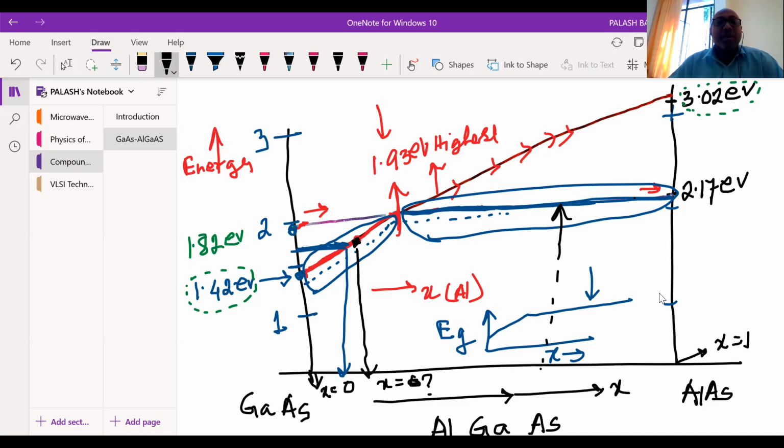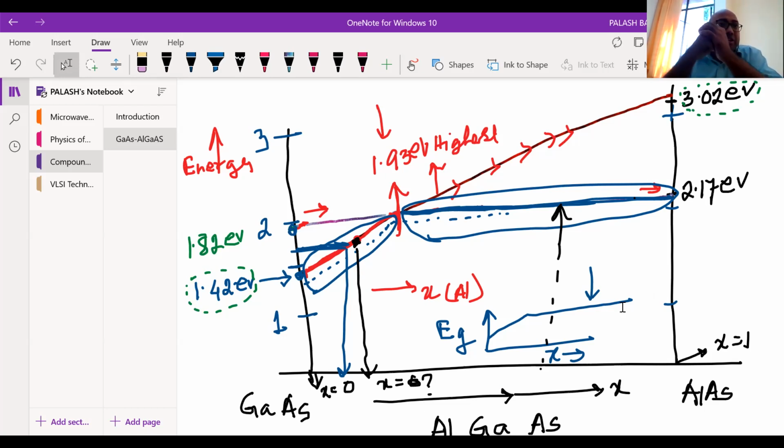Find out what the X value is. That X value means the aluminum concentration you have to mix into your gallium arsenide to get that LED. So that is the beauty of this tailoring of compound semiconductors. Please remember this.